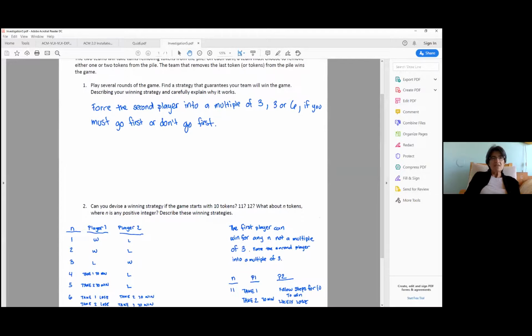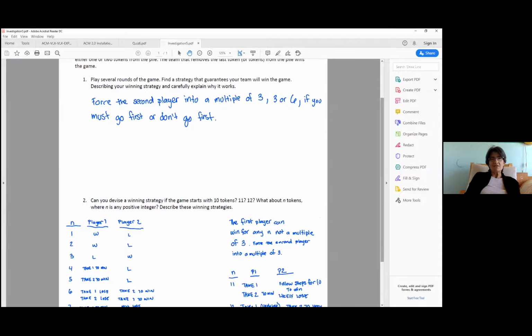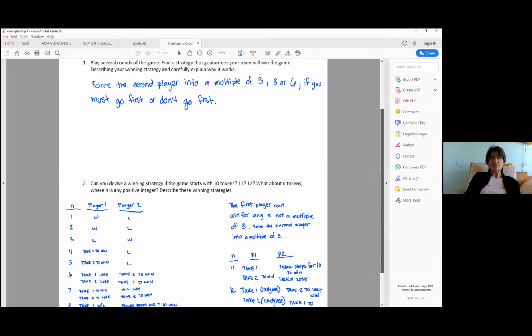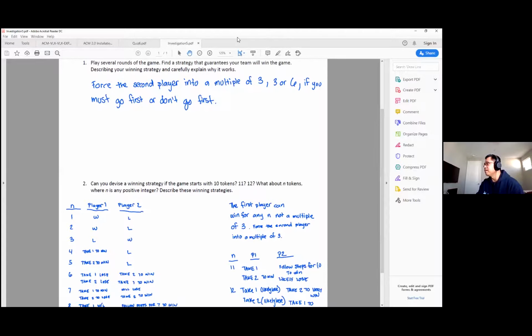Okay, so find a strategy that guarantees your team will win. So you force the second player into a multiple of 3. And if you must go first, don't go first. All right, so I might need a bit more detail. Why am I forcing the first player to be at a multiple of 3? How are you actually going to win if it's a multiple of 3?